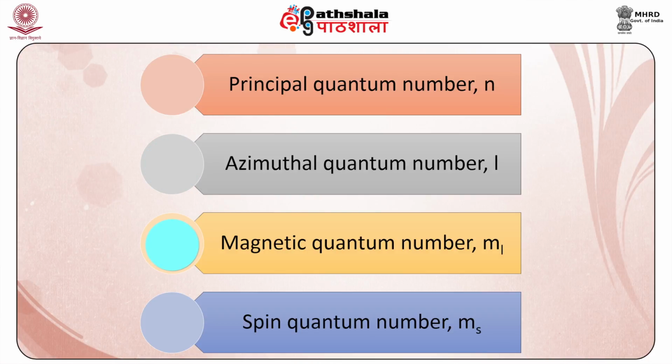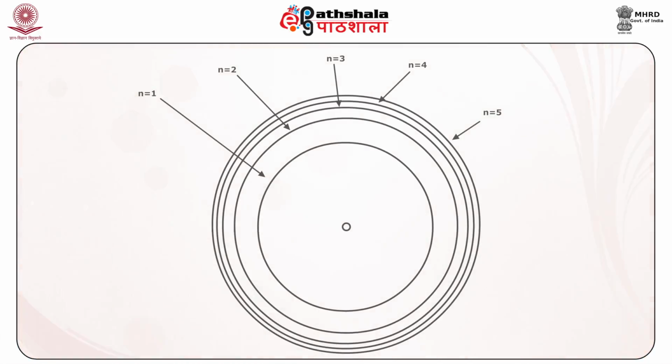Magnetic quantum number is represented by ml, and the spin quantum number is represented by ms. Sometimes the spin quantum number is also represented by the small letter s. All the quantum numbers will be described separately one by one. First of all, we will move on to the principal quantum number n.